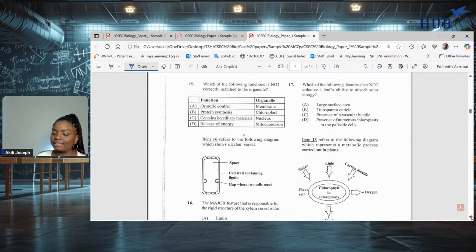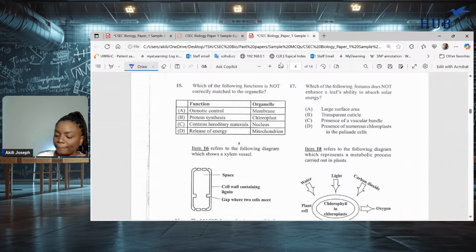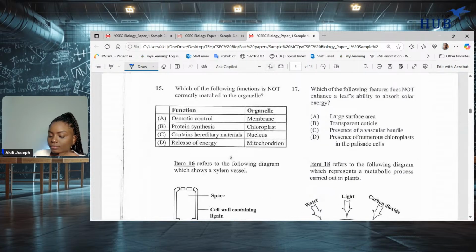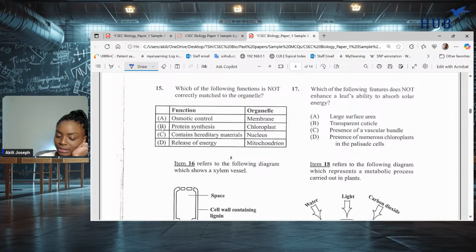Which of the following functions is not correctly matched to the organelle? They should have specified which membrane that they're talking about. Yes, but definitely the best answer here, or what is definitely wrong, is that the chloroplast is not involved in protein synthesis. So we can definitely be comfortable with B being the most correct answer, right?